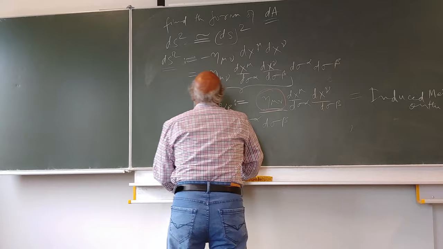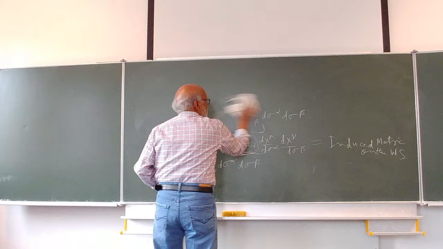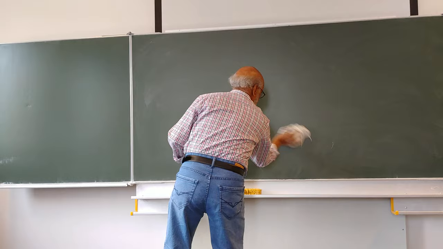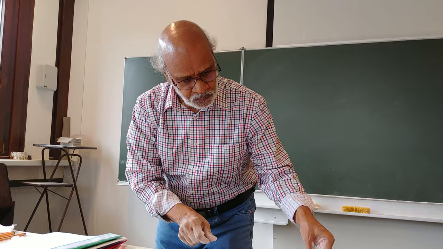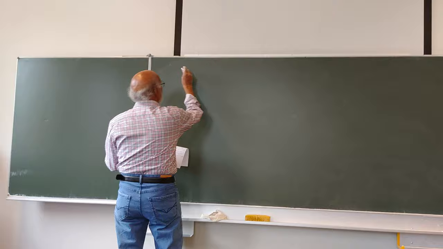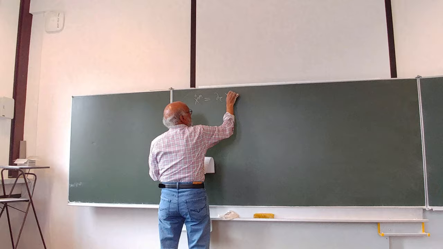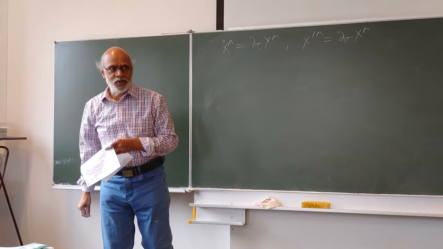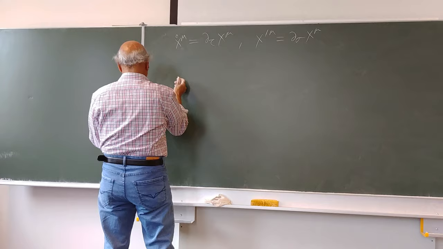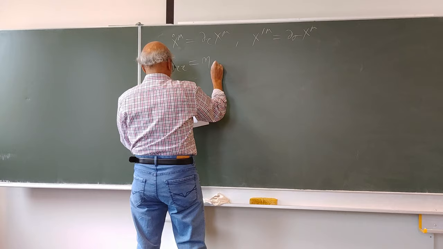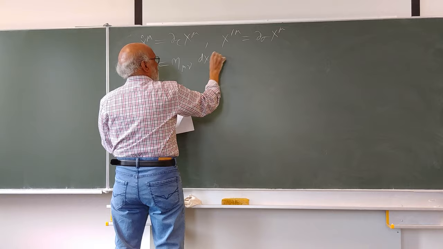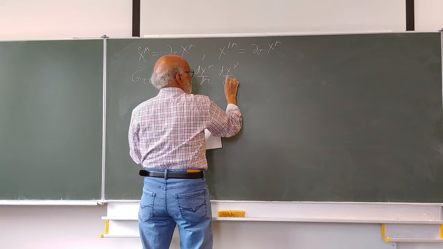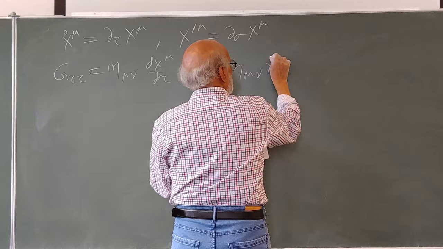And now we could do some more simple things. Let us introduce some of these notations, which are x mu dot, the time derivative of x mu, and x prime mu, the space derivative of x mu. Okay? That is space derivative, this is time derivative. So, for example, g tau tau I could write as eta mu nu dx mu over d tau, dx nu over d tau, and this I could write as eta mu nu x mu dot x nu dot.